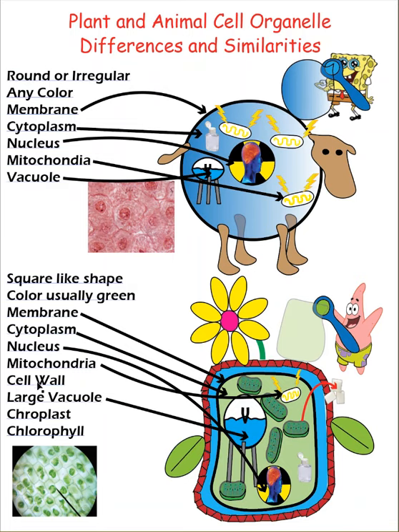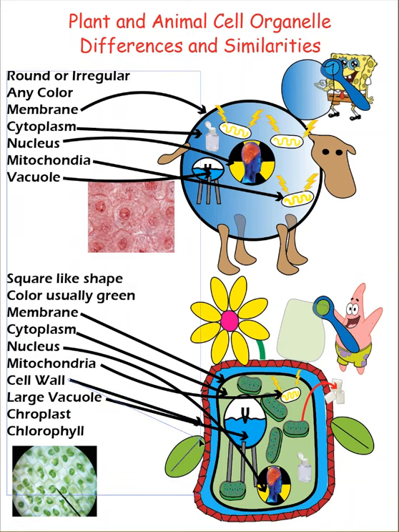So let's go ahead and label the cell wall. You're going to note that there is no cell wall in the animal cell. So now we have our first major difference. Look up at the animal cell and see if you see a cell wall. They don't need it.